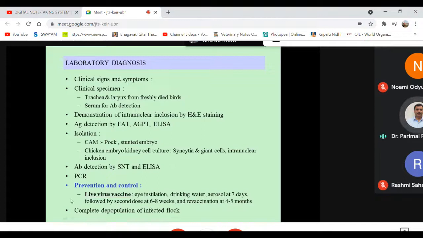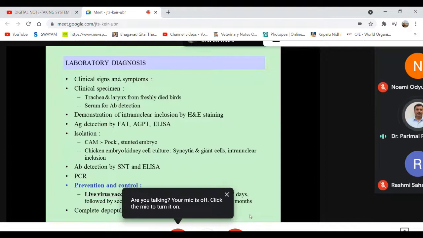So, control of this infection is based on effective vaccines. Live virus vaccines are available, and they give very good protection against this disease. They are basically given by instillation, just like Ranikhet disease, as well as in drinking water within 7 days. Then a second booster dose is given at 6 to 8 weeks, and revaccination at 4 to 5 months is suggested, because we frequently see the disease in adult birds. This kind of vaccination practice can minimize disease incidence.